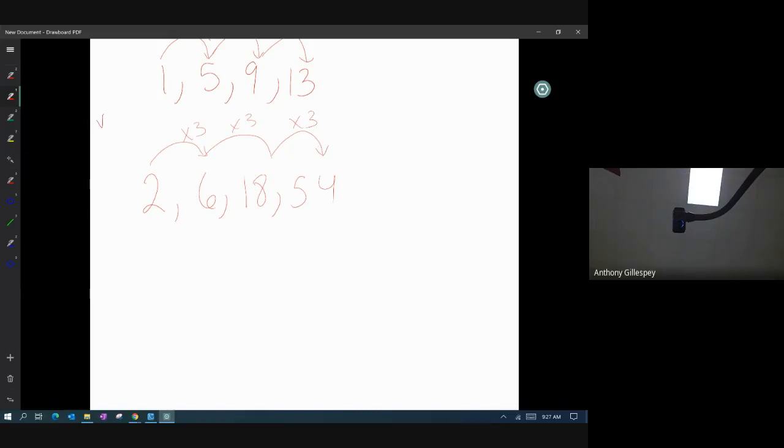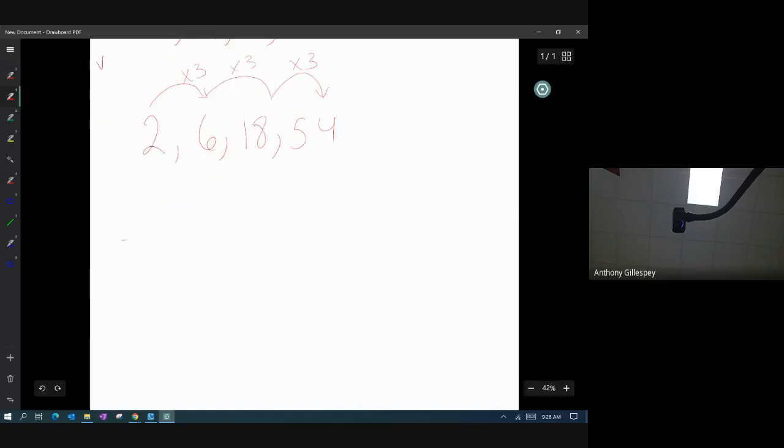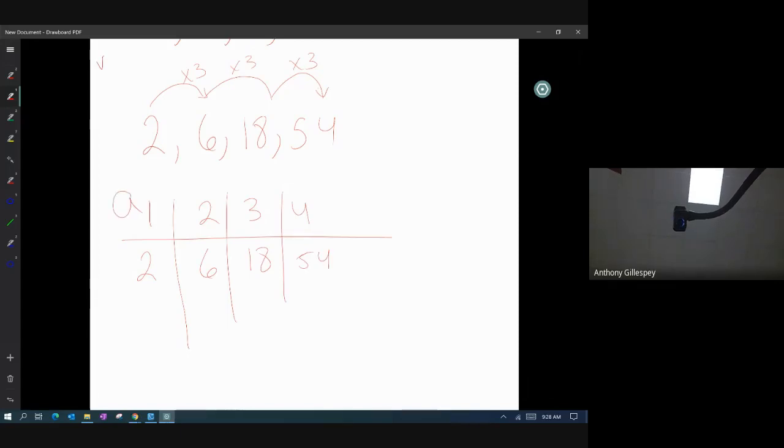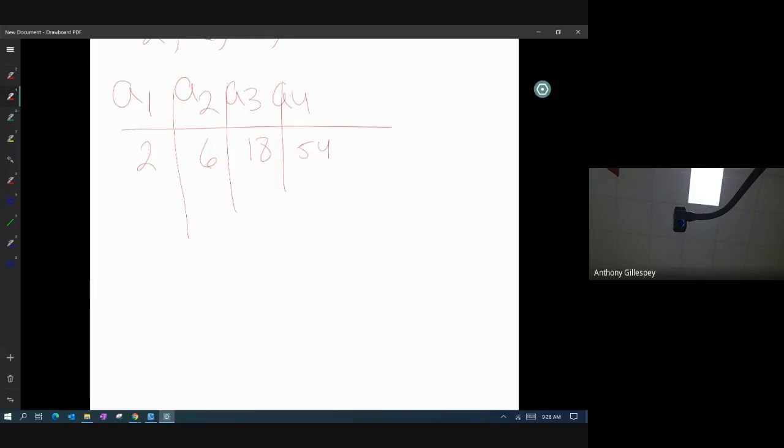So let's go back in time, when we did these earlier in the year. Remember when we did the arithmetic sequences, remember the recursive and explicits, right? The first term was 2, the second term was 6, the third term was 18, the fourth term was 54, and then we change these, right? We say a sub 1 was 2, a sub 2 was 6, a sub 3 was 18, a sub 4 was 54. You remember that?